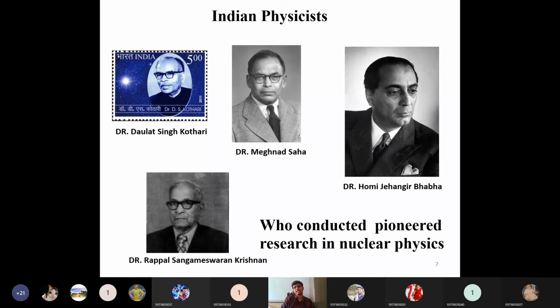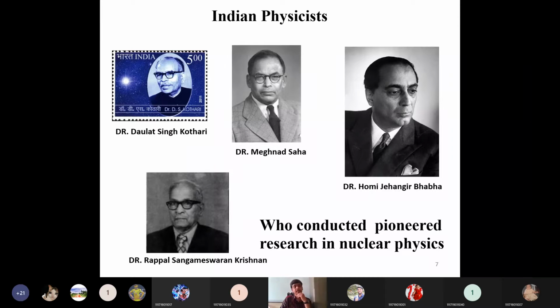Then there are many pioneers, and we have to remember them. They are the first persons to conduct R&D activities in India. Among them, the first one is an Indian scientist and eminent educationist, Dr. Daulat Singh Kothari. He is an eminent scientist who conducted pioneering research, especially in India. He was also an educationist.